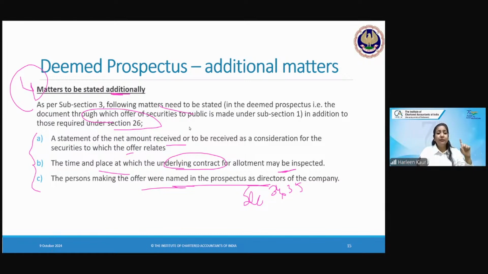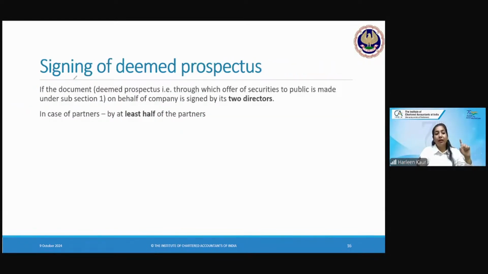There's one more point. Point number 5, you can write down. This is your 5th point for deemed prospectus. If the document that is deemed prospectus through which you're offering the securities to the public is on behalf of a company, it shall be signed by 2 directors. In case of partners, at least half of the partners shall sign.